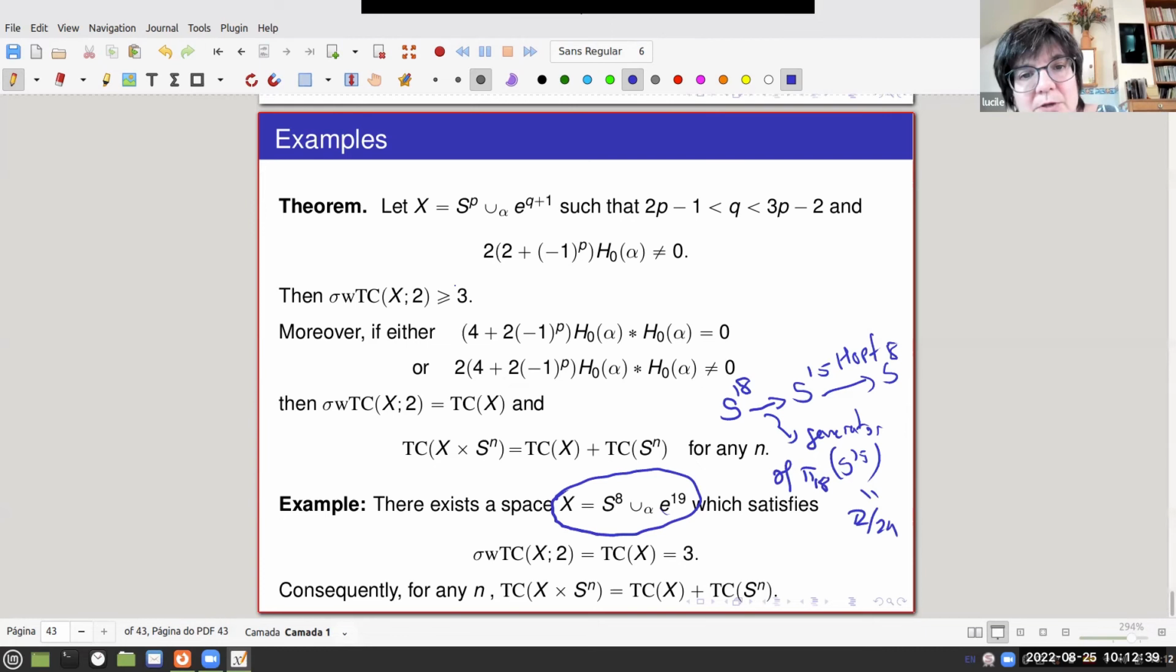okay, which permits to satisfy this condition here, but we will have that this square joint will be of two torsion, and then will be cancelled by this coefficient. So we will have that the sigma weak TC is equal to TC equal to 3, but this space will satisfy the complete equality. Okay, so yes, that's all. Thanks.